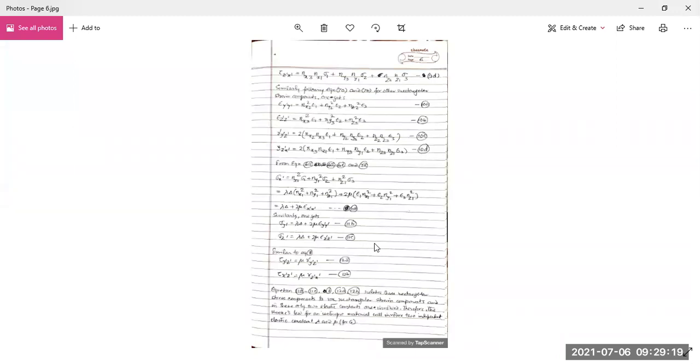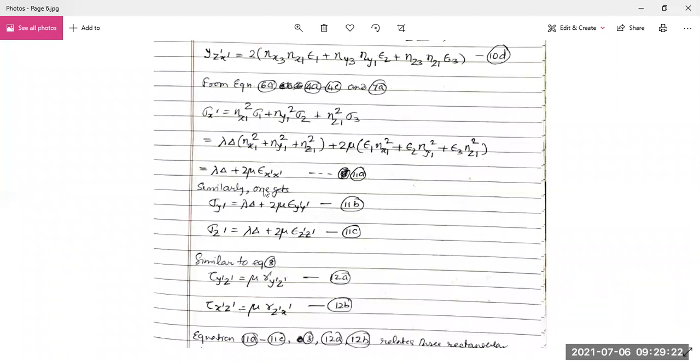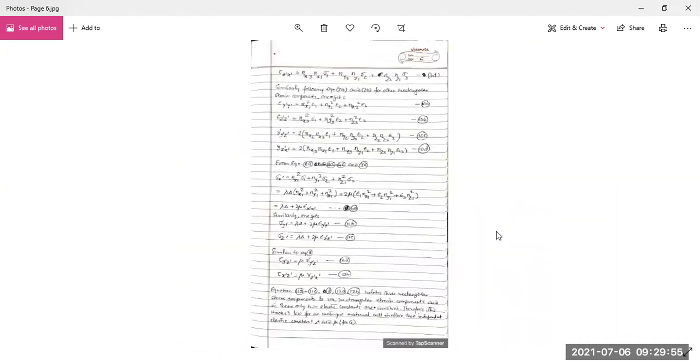These are 11a, 11b, and 11c. The equations are: sigma x dash equal to lambda into delta plus 2 mu into epsilon x dash x dash, and sigma y dash equal to lambda into delta plus 2 mu into epsilon y dash y dash, and sigma z dash equal to lambda into delta plus 2 mu into epsilon z dash z dash itself. If we add all these three equations together, it will take this particular form.